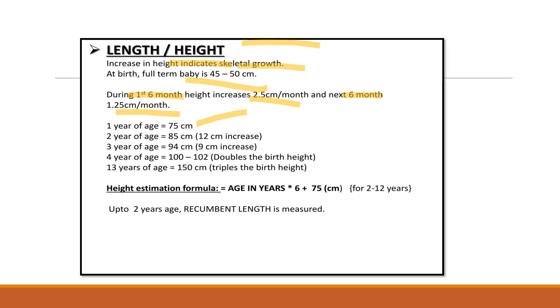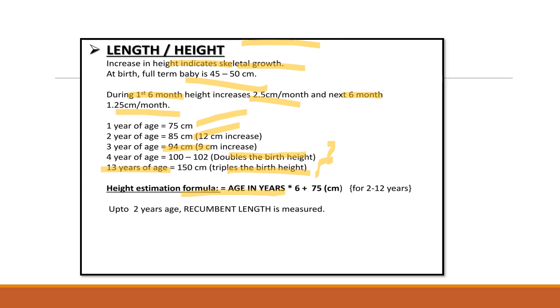In the second year of age, 85 centimeter. Third year, 94 centimeter. And at 4 years, it is double the birth height. It is important, asked in exams: at what age will baby's height be double? That is 4 years. And it triples by 13 years of age. It is also important.